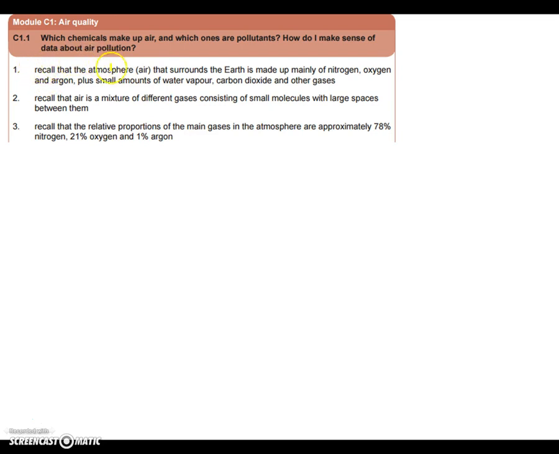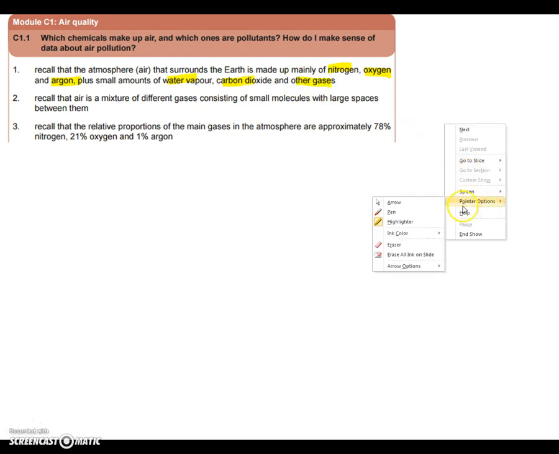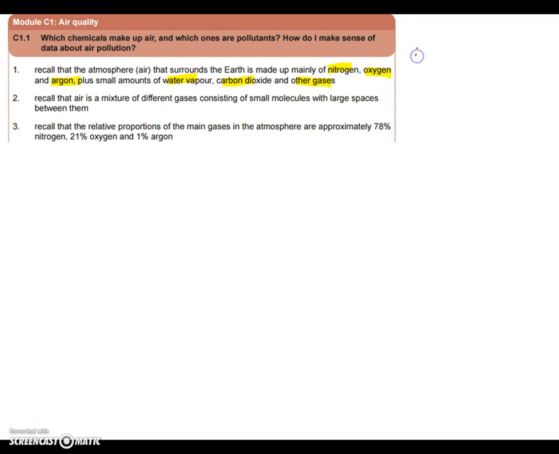So you need to recall, so you just need to know that the atmosphere or the air surrounds the Earth and is mainly made up of these three chemicals: nitrogen, oxygen, argon, and there's small amounts of water vapor, carbon dioxide, and other gases. So water vapor obviously is in the form of H2O, and as it's a vapor it means it's gaseous, so we put a little g after it. Carbon dioxide is a gas as well, and this is in very small amounts, about 0.04%, but vital for photosynthesis in plants. And then there are a bunch of other gases, including things like helium and methane from other sources, but these are the main ones.